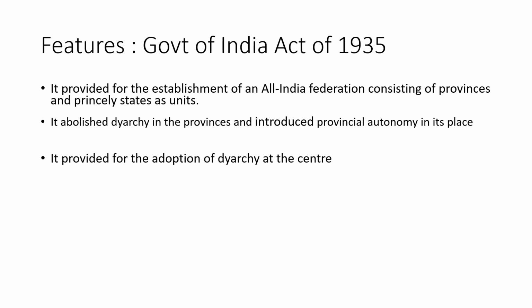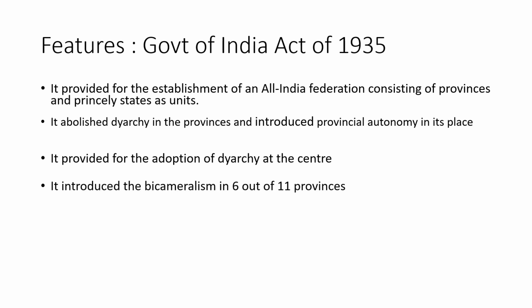So now there are 2 points to be noted here. One of the features of the act was to abolish diarchy in the provinces, right? But that did not fully happen. That happened from 1937, but then it was closed in 1939. That is for 2 years. Now it provided for adoption of diarchy at the center, but that did not work at all.